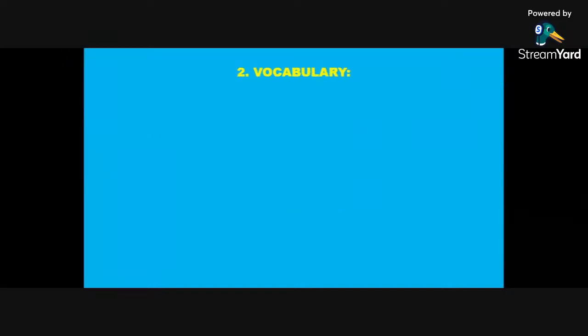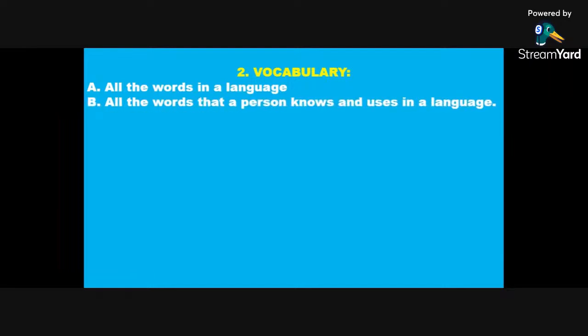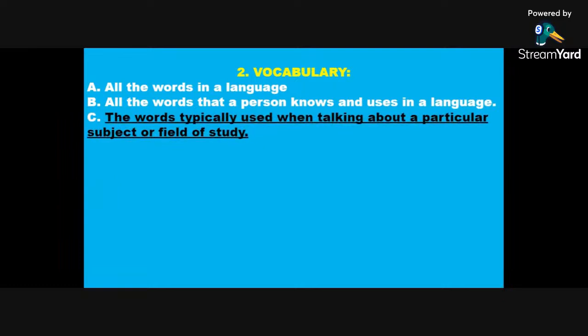Then, moving further, the second one is vocabulary. Okay, vocabulary has different shades of meaning. One of them is that vocabulary refers to all the words in a language, but that's not the definition that we are going to work with here. Then the second one, B, all the words that a person knows and uses in a language. Now, the C type is our working definition, and that is the words typically used when talking about a particular subject or field of study.